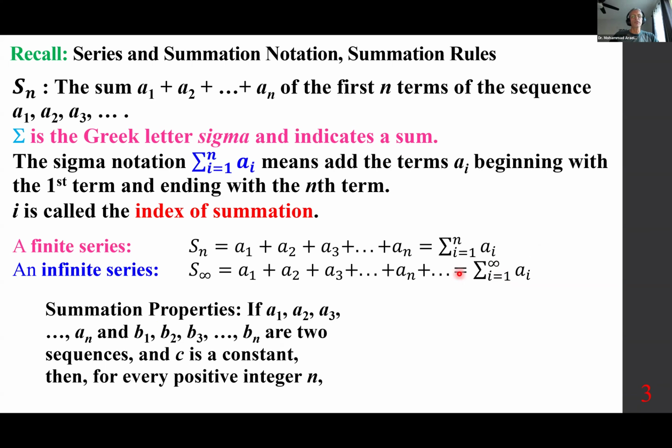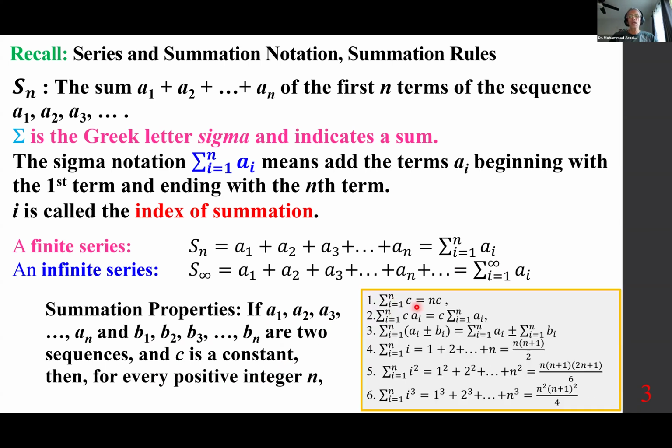Summation properties: if a sub 1, a sub 2, all the way to a sub n, and b sub 1 all the way to b sub n are two sequences, and c is a constant, then for every positive integer n, the summation of c is nc, as i goes from 1 to n. The summation of c times a sub i is c, you can take the c out, times the summation of a sub i. Number 3 says that the sums and differences can be separated.